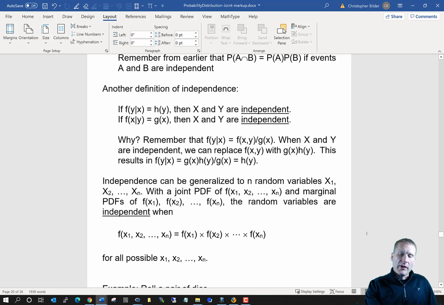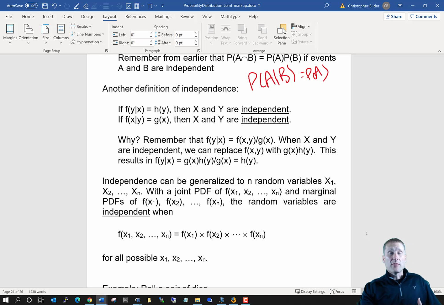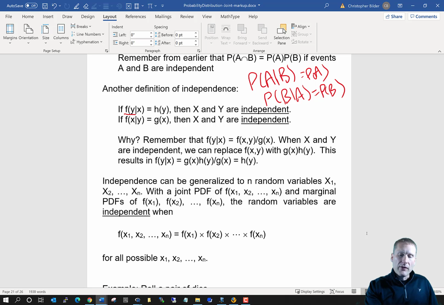Also, what that means for us, though, is something similar to what we also saw before. So before we saw the probability of A given B is equal to the probability of A if A and B were independent, or equivalently, the probability of B given A was equal to the probability of B if they were independent. We can have the same thing here now with conditional PDFs. So f of y given x is equal to h of y. f of x given y is equal to g of x if we have independence.